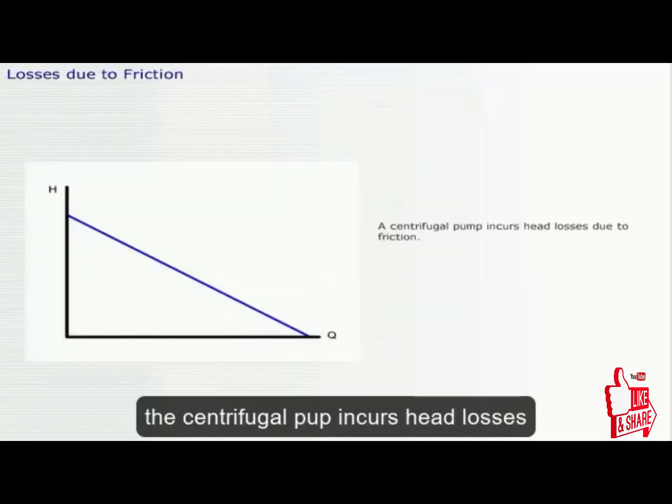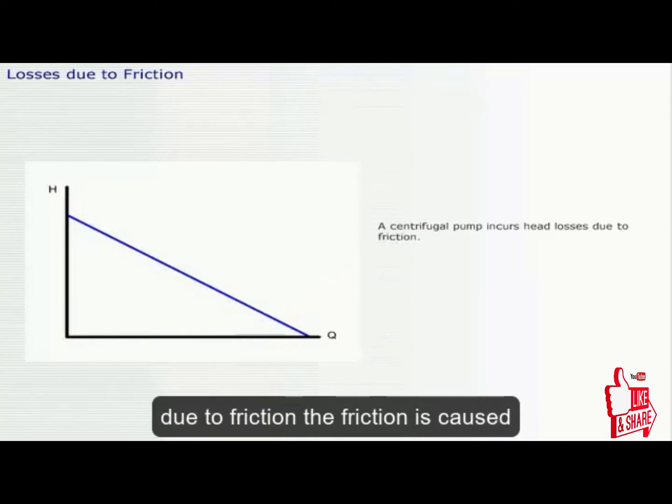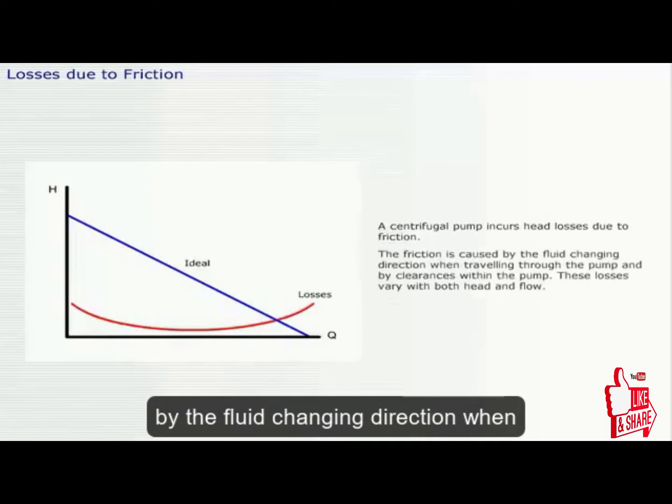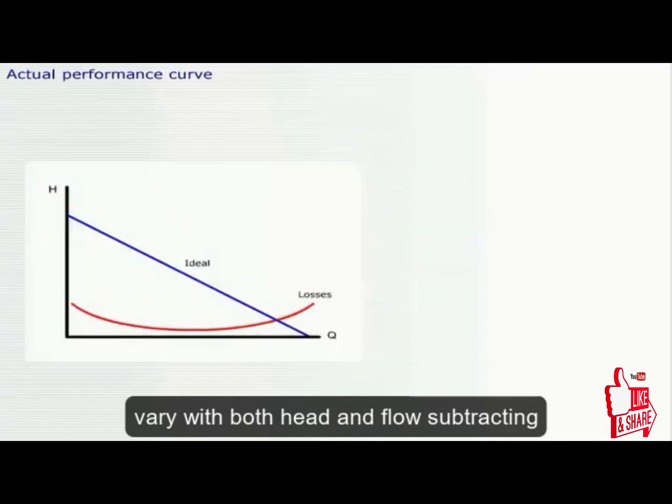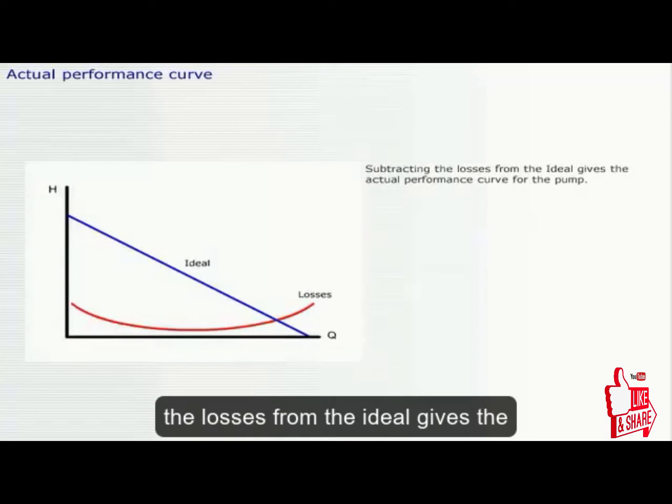A centrifugal pump incurs head losses due to friction. The friction is caused by the fluid changing direction when traveling through the pump and by clearances within the pump. These losses vary with both head and flow. Subtracting the losses from the ideal gives the actual performance curve for the pump.